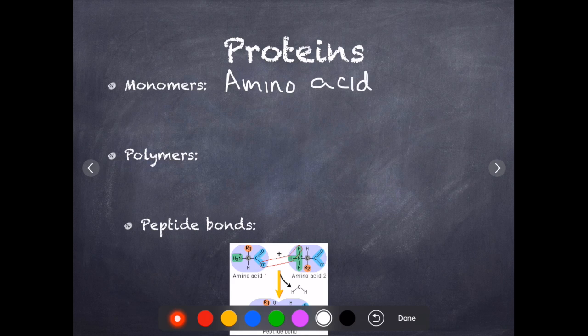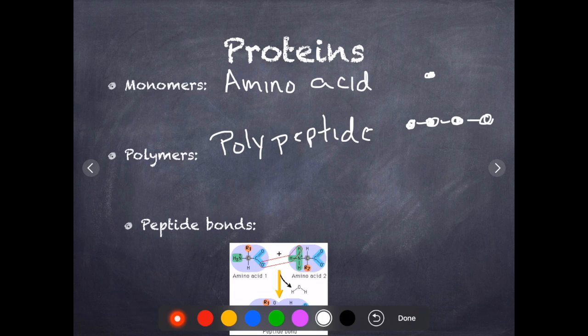So the single unit that we have in proteins is an amino acid. When we have long chains of amino acids, we call them polypeptides. And polypeptides are just a long chain here. So again, same type of structure. Amino acids are one unit, polypeptides is when we have a long chain of them. Okay? Now, peptide bonds are how these amino acids join together.